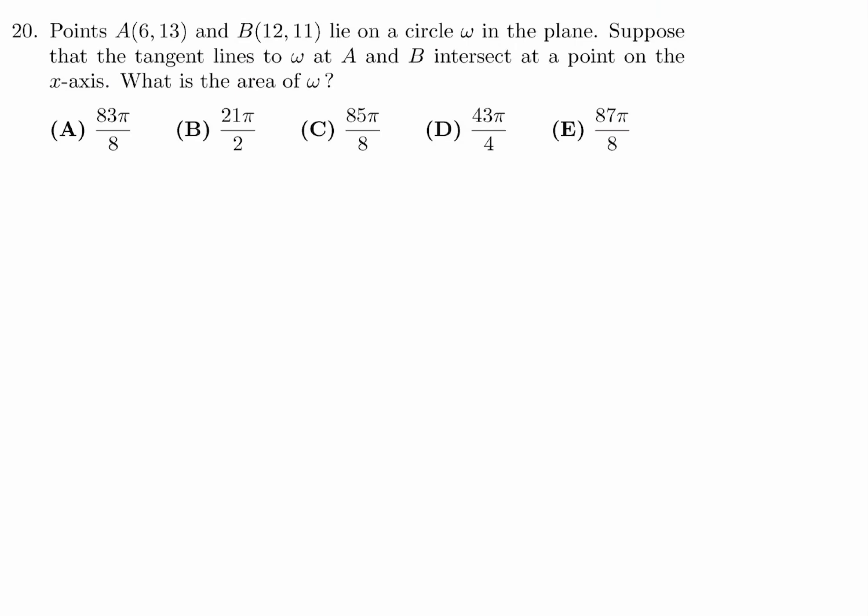Points A, (6, 13), and B, (12, 11), lie on the circle W in the plane. Suppose that the tangent lines to W at A and B intersect at a point on the x-axis. What is the area of W?